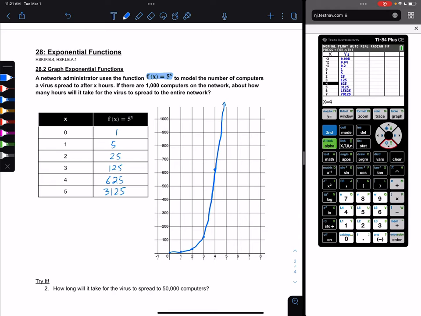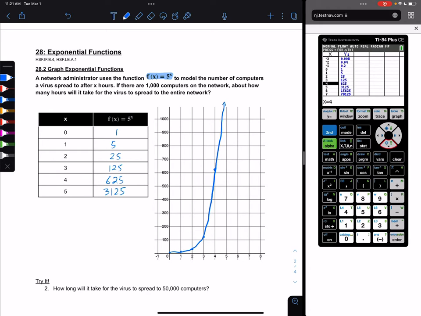Now, I'm not going to put an arrow, so I would not draw the rest of this graph going left here, because we're talking a number of hours. We won't have negative hours in this case. So I'm not going to put an arrow. I'm going to start at 0. Okay, so we have our table, and we have our graph.